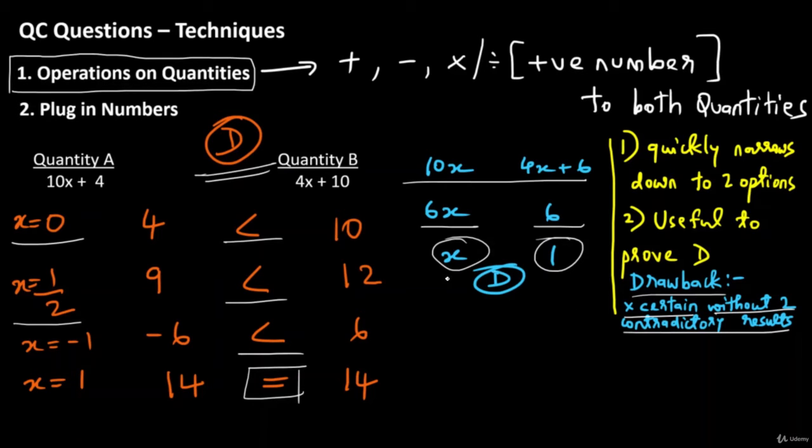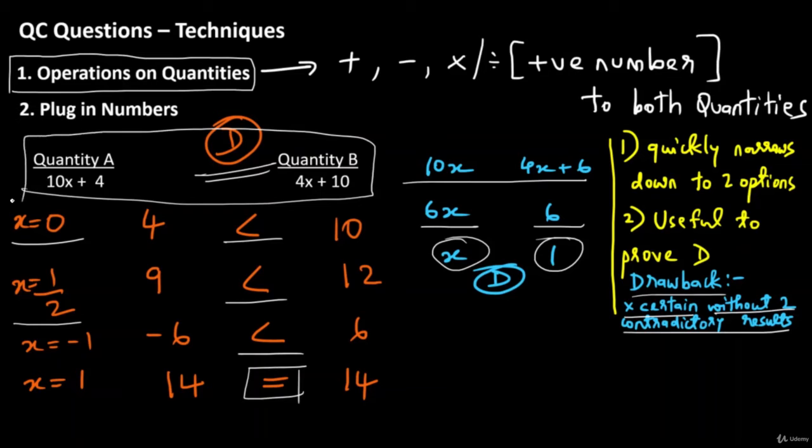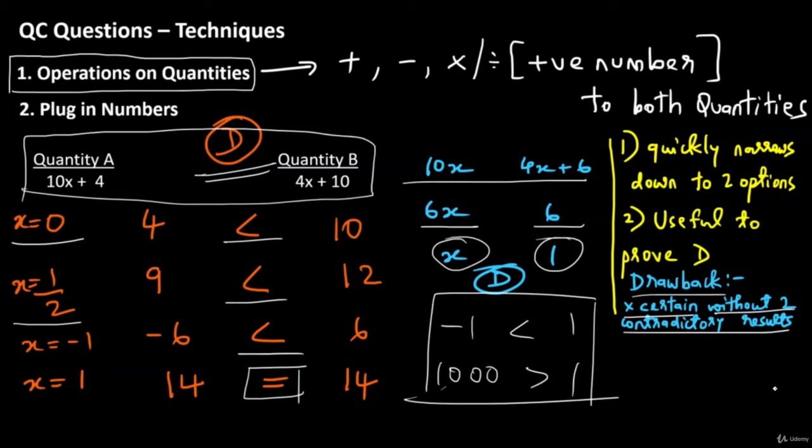So basically you're trying to compare x and 1, and there is no criteria given that x is positive or x is negative, nothing, right? So x could be minus 1, in which case you will have a relationship like this, and x could be 1000, in which case you have a relationship like this. So clearly the correct answer to this question is option D.